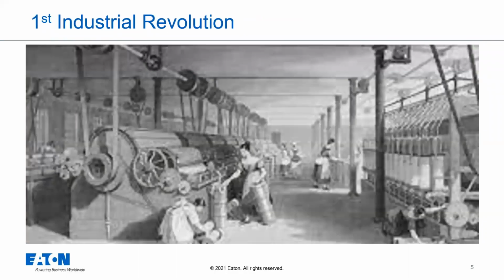Next slide. Okay, so here we go, the first industrial revolution, right? Steam and water power led to what is now known as Industry 1.0, or the first industrial revolution, right? During the late 18th to the early 19th century, as you can see in this photograph, industry became more mechanized. Innovation fueled the industrial revolution.